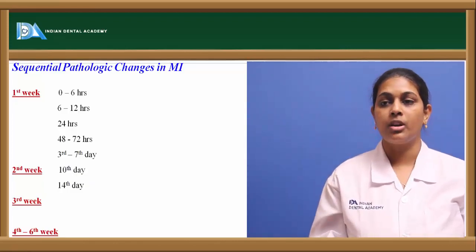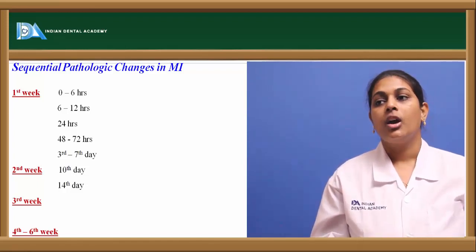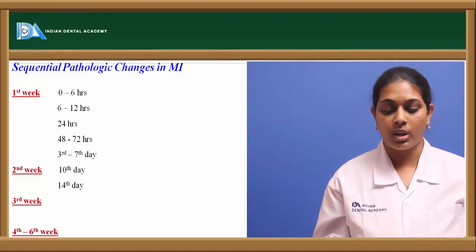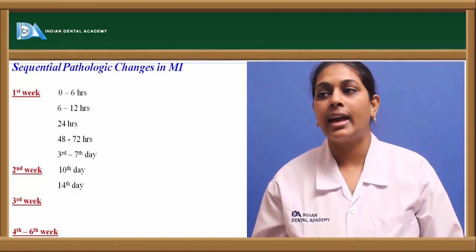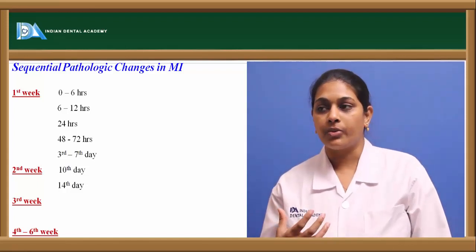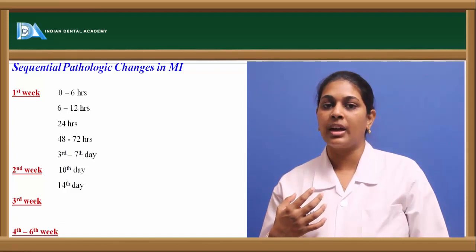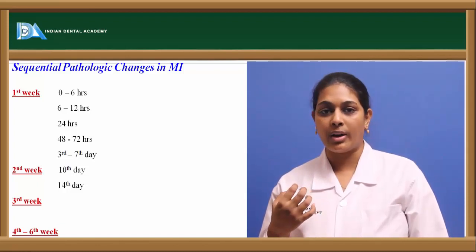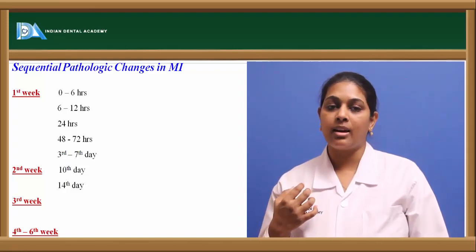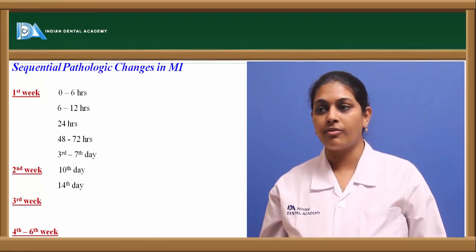Coming to the sequential pathological changes in myocardial infarction based on duration, in the first week, that is within the first 6 hours, there are no apparent changes that can be observed. But under light microscopy, we see stretching and waviness of the fibers within the first 6 hours of infarct formation.